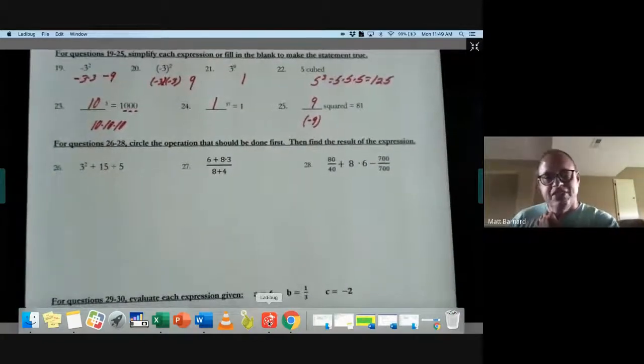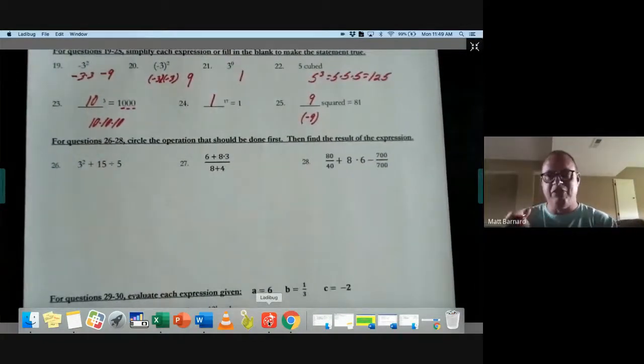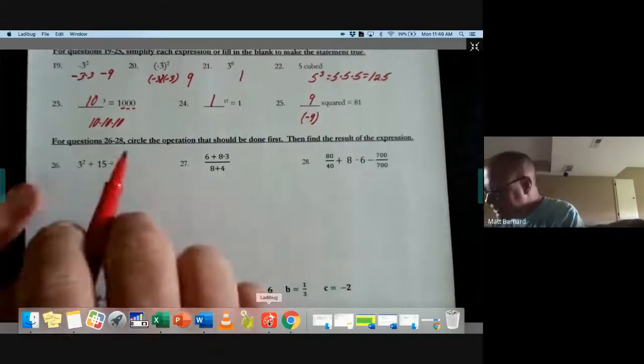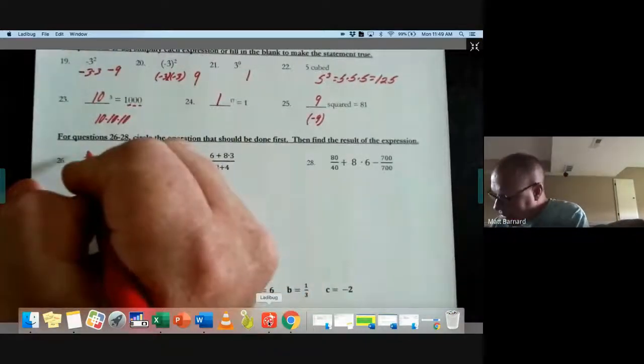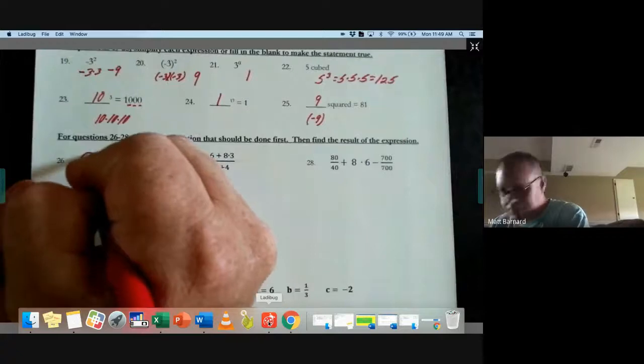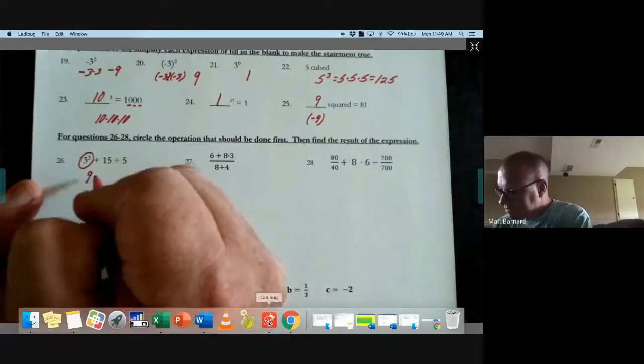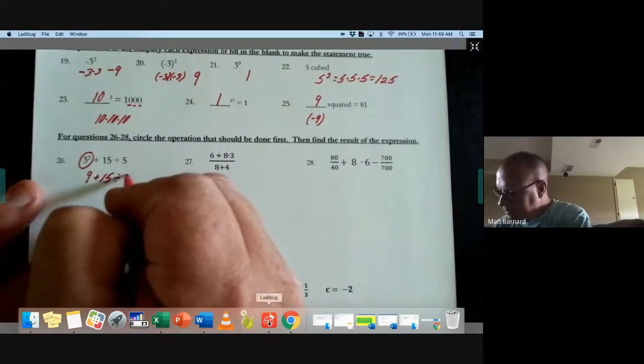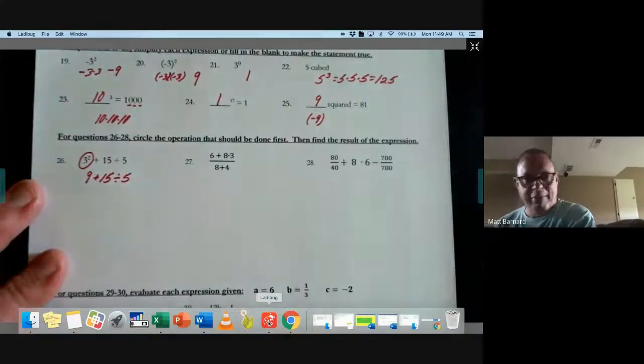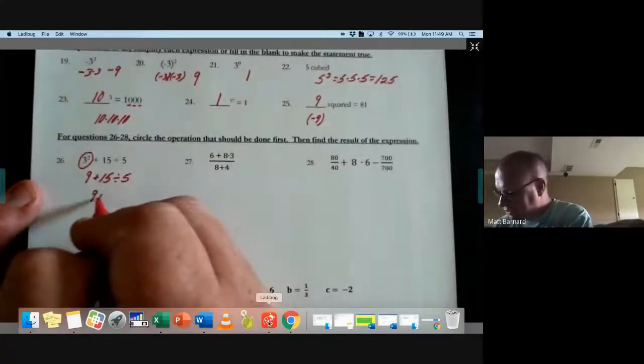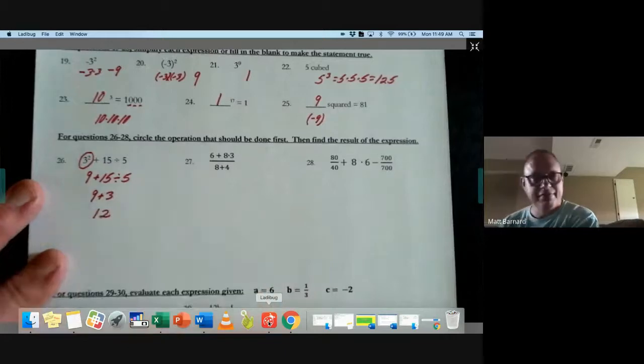Order of operations says we need to do parentheses and exponents first, multiplying and dividing from left to right second, and then adding and subtracting from left to right third. So what should we do first? Well, we probably need to do this 3 squared, and we'll make that 9. Next, we have 15 divided by 5. Need to do that next. That's 3. 9 plus 3 is 12.